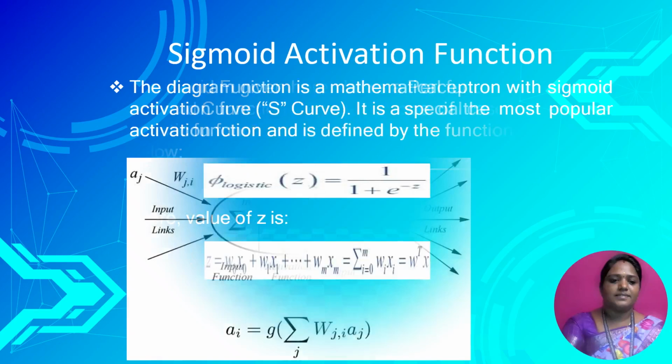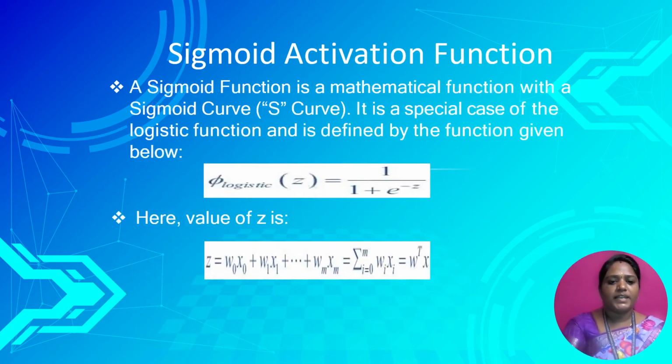The next one is the sigmoid activation function with the sigmoid curve. It is represented as the S curve, a special case of the logistic function, and it is defined by the function given below.